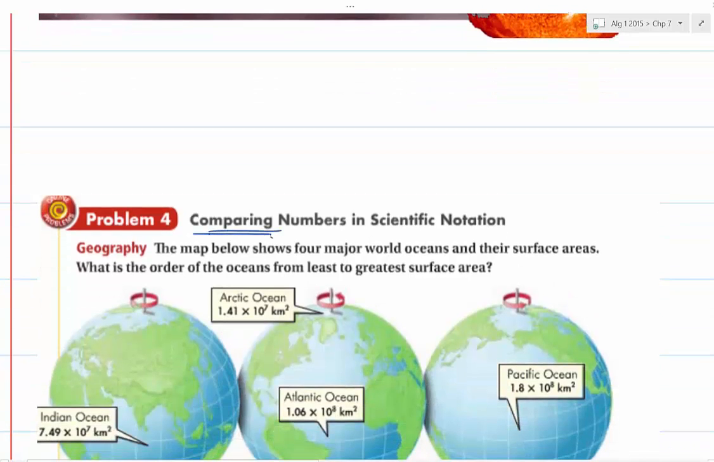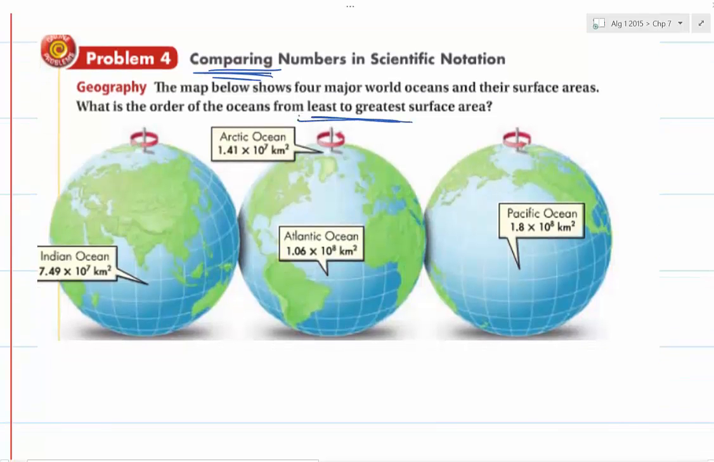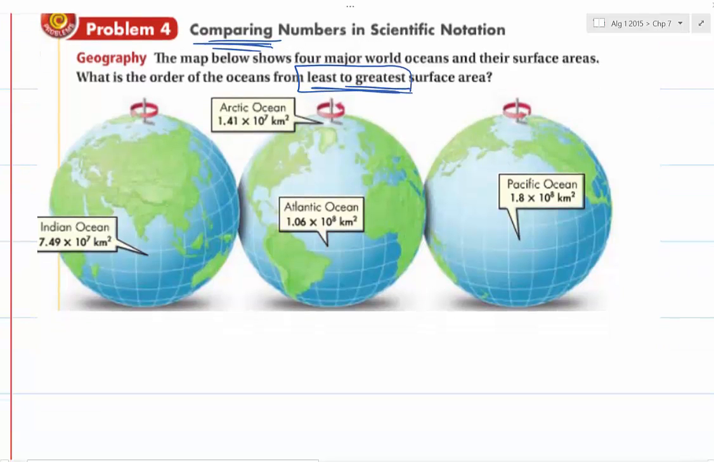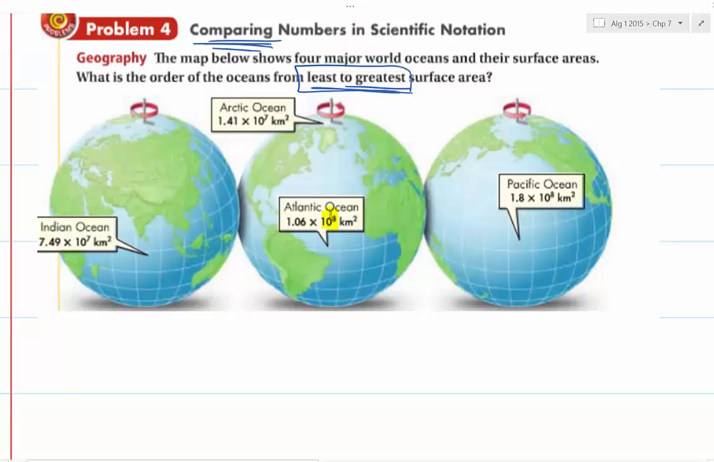Alright, so maybe something you have to do new for math classes to compare them. Okay, so the map shows 4 major world oceans' surface area. So we want least to greatest. Okay, so if I want the least, that means I'm going to start by looking at those exponents first.